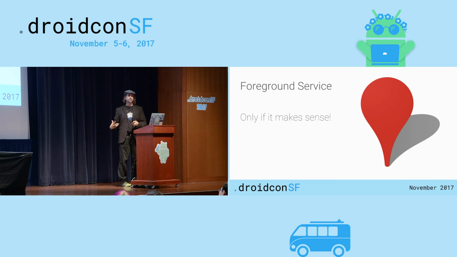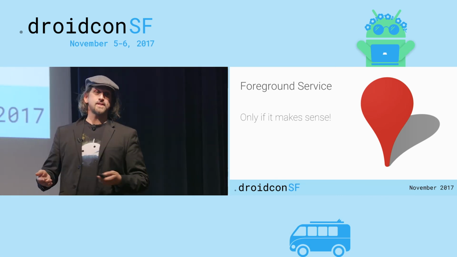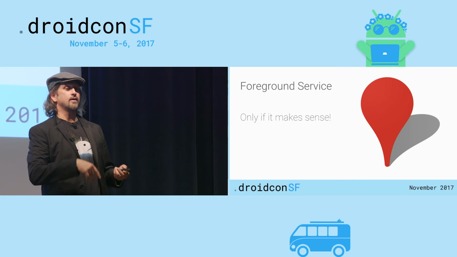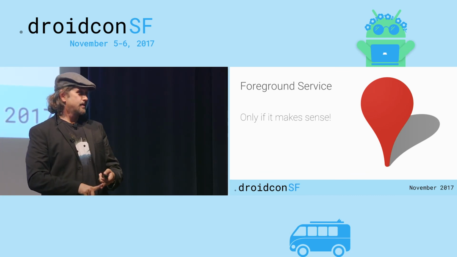And if you have a use case where you're like, I don't think a foreground service makes sense, but on the other hand, I don't think there's a way to do it, my suggestion is this is a good time to file an issue with the issue tracker and say, look, my use case does not work with Android O. You guys should fix it.